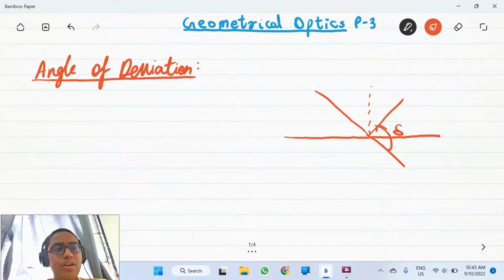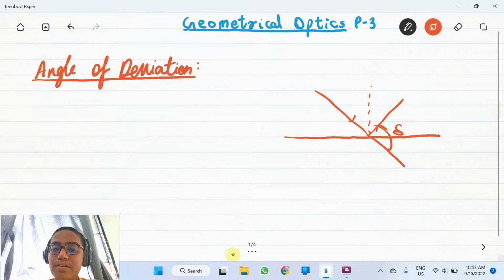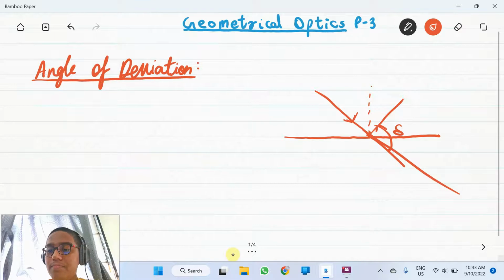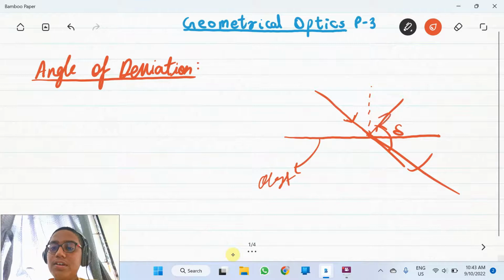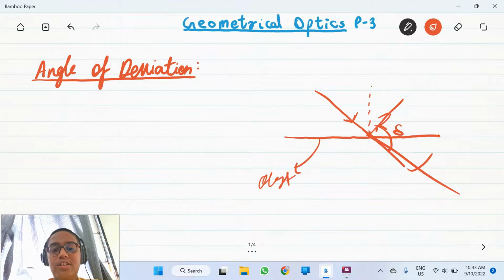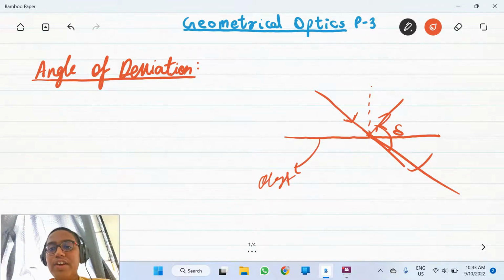So let's see. Now before doing numericals, we will see angle of deviation. What is angle of deviation? The light ray, I'm marking here, please observe. The light ray was going this way, but because of this obstacle mirror, it has turned by an angle. So that angle by which it has turned is known as angle of deviation.